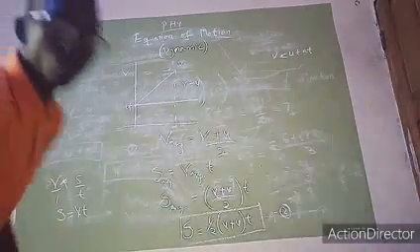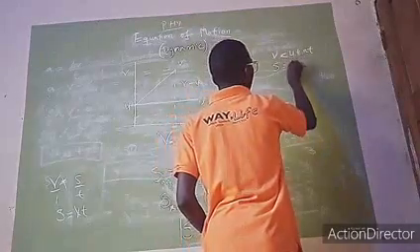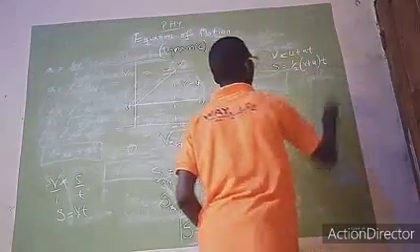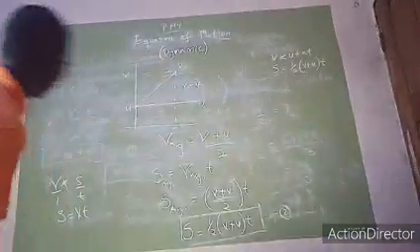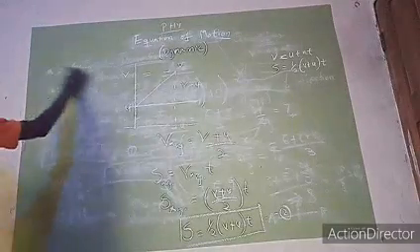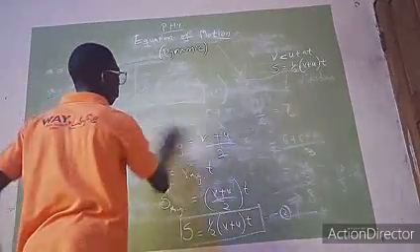So I would like us to note this somewhere. The second one is S equals half of V plus U times time. That's the second equation of motion. So now let's move further.